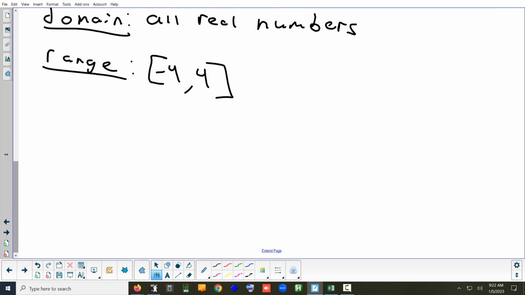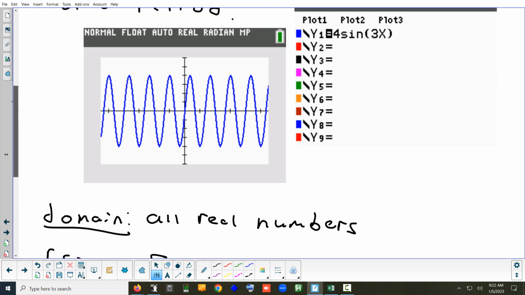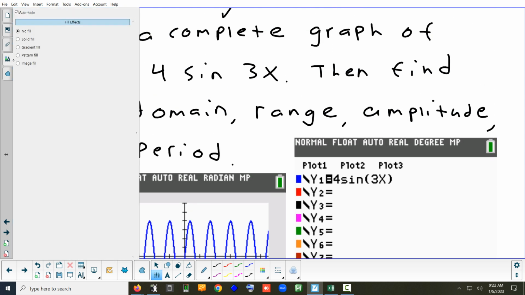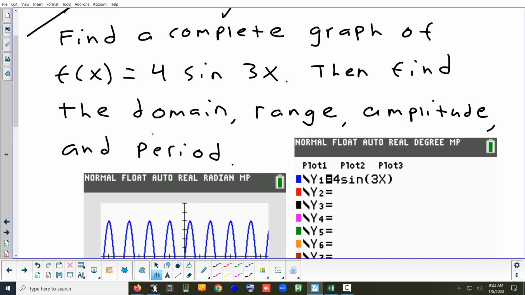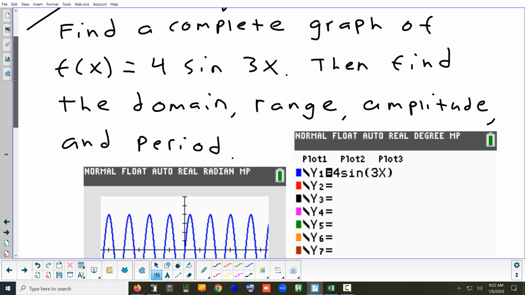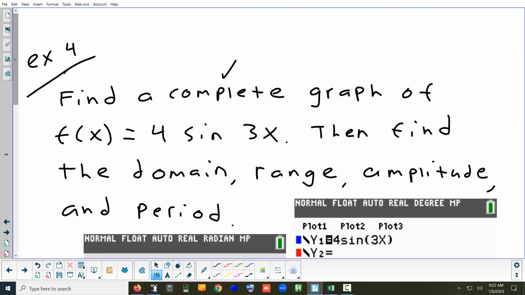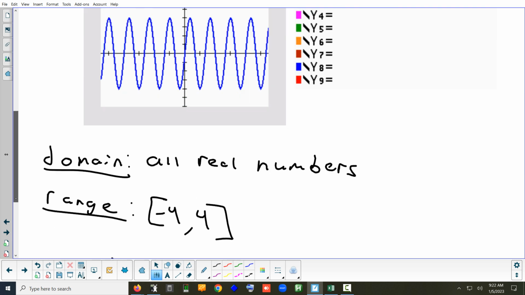Amplitude and period. These are two things we talked about yesterday. What's the amplitude of that equation? You don't even need to see the graph to do that. Just look at this. It's 4. It's the absolute value of the number in front.